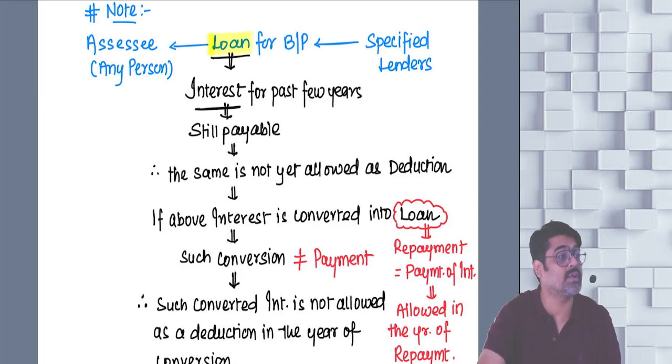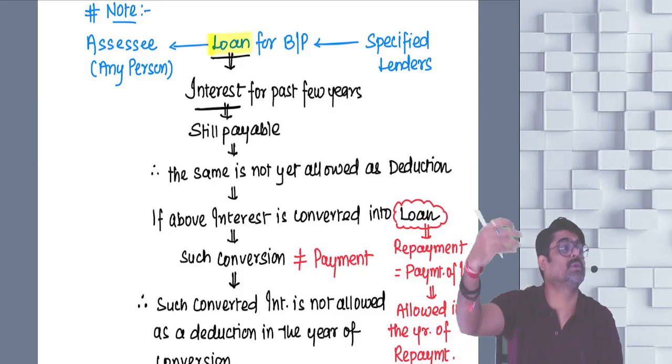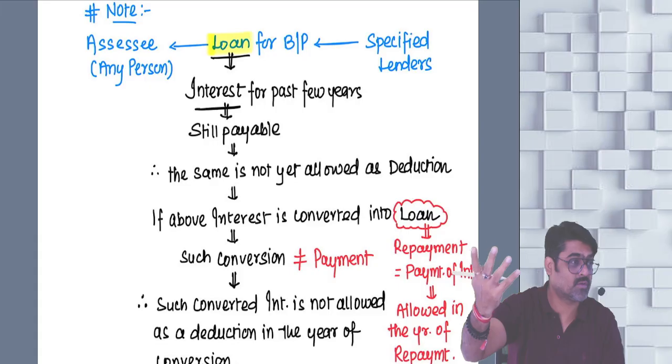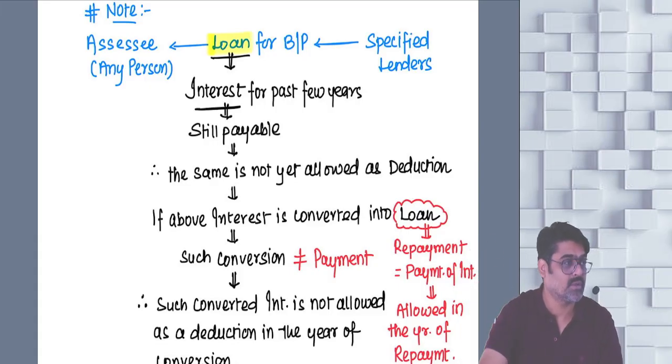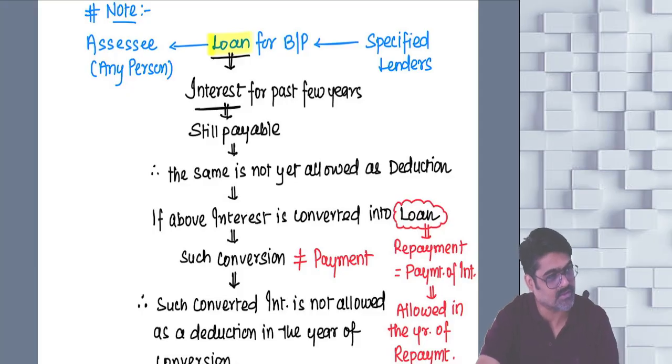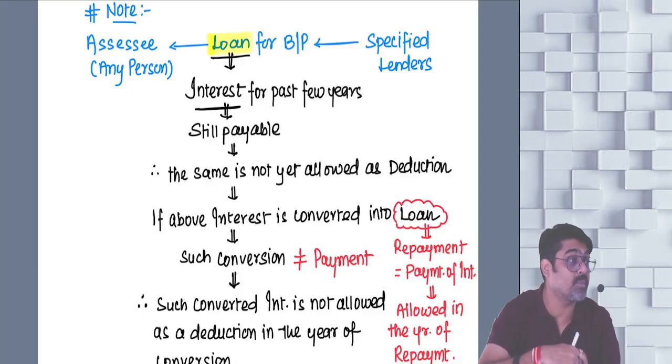Last to last year interest not paid, not allowed as a deduction in that year. Last to last year interest was not paid, so in that year also it was not allowed as a deduction. Now, for example, all the 3 years interest is paid in this year. Will it be allowed as a deduction in this year? Yes, but for that you will have to make the payment of that interest.